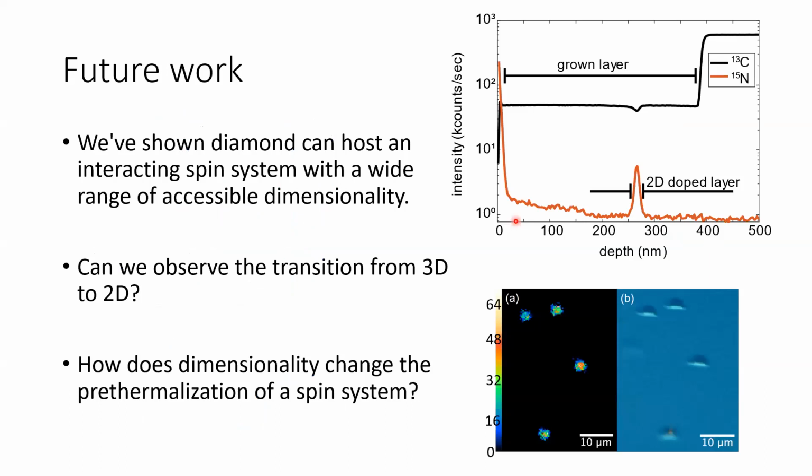So now that we've shown that we can control dimensionality quite well, in the future, we're going to try and observe transitions between dimensionality. So looking at how a system goes from 3D to 2D and what changes in the physics there. And then eventually, how does dimensionality also affect the pre-thermalization of a quantum system?